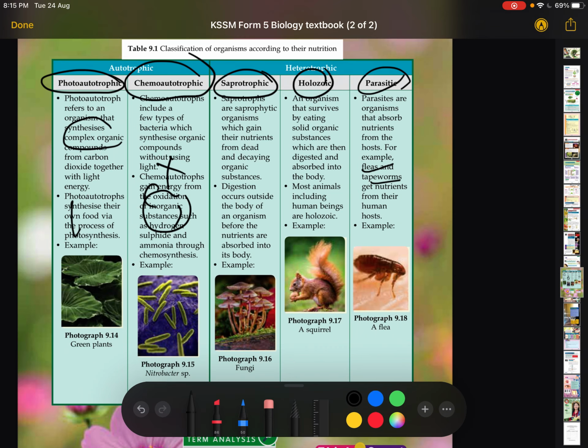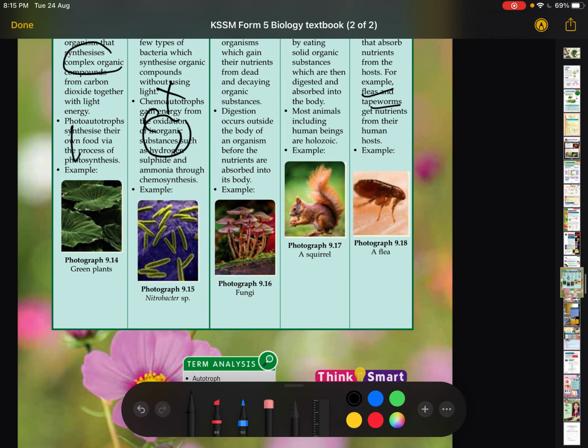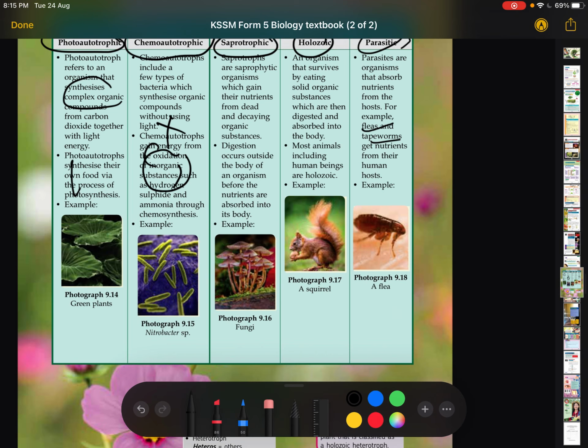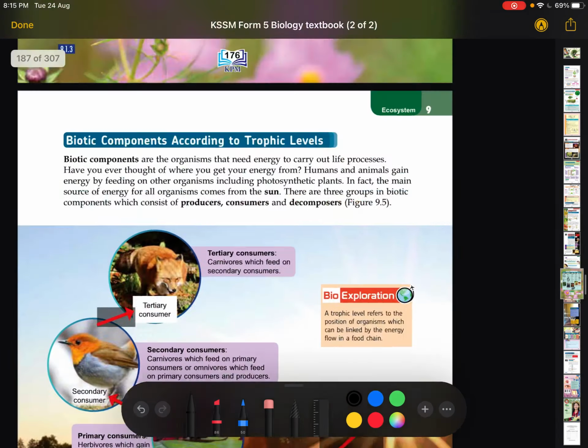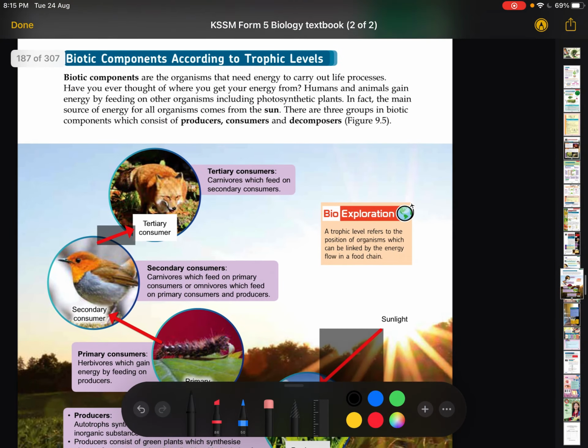And next will be saprotrophism. So saprotrophs are like mushrooms or decomposers basically. They gain the nutrients from dead and decaying substances. What they do is they excrete enzymes to digest the dead body first, and then it will break down into simpler chemical compounds containing C, H, O, and N. And then after that, they will absorb these materials in their simpler form.